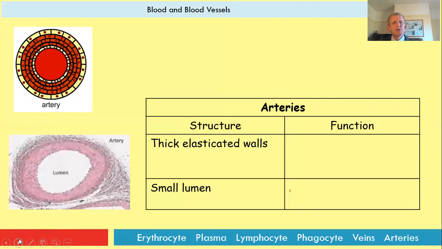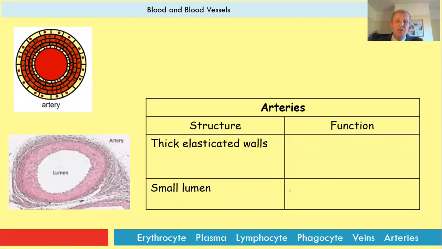Okay, so now what we've got here is a quick table. You don't have to actually write this out as a table, guys. I'm more than happy for you just to write down a subheading of arteries. And then what I want you to do is relate the structure that I've just previously highlighted, and I want you to comment on the function. So you don't have to write it out as a table.